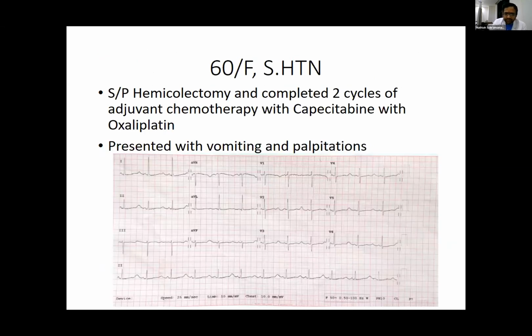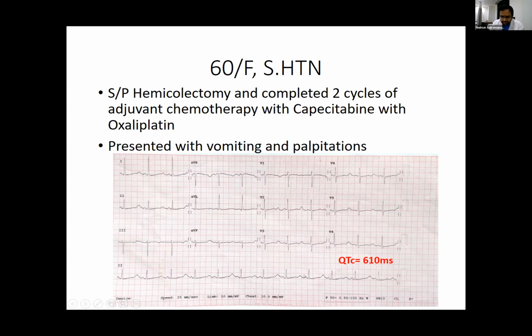Second patient, a 60-year-old female, hypertensive, underwent a hemicolectomy and completed 2 cycles of adjuvant chemotherapy with capecitabine and oxaliplatin. She presented with vomiting and palpitations, and this was the ECG when we saw her. The main striking thing immediately that we see is this is the P wave, this is the QRS, this is the T wave and a long ST segment. So actually this lady's QT interval is now from here to almost the next QRS complex.